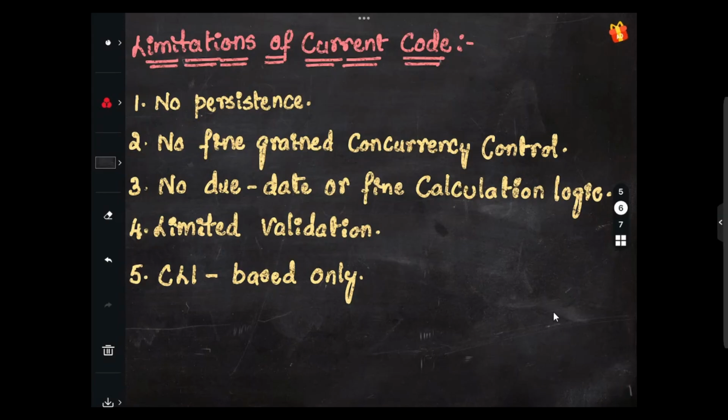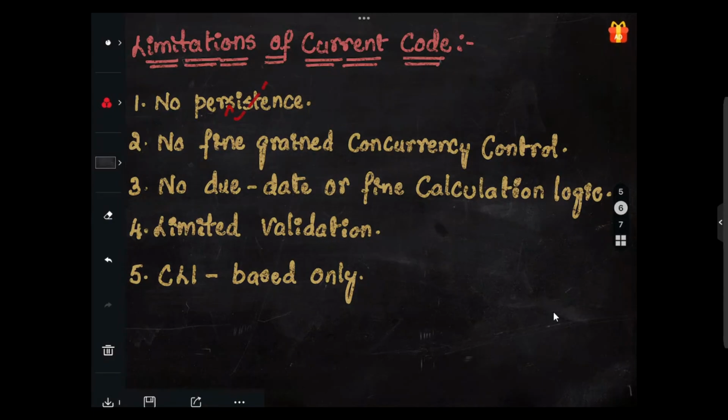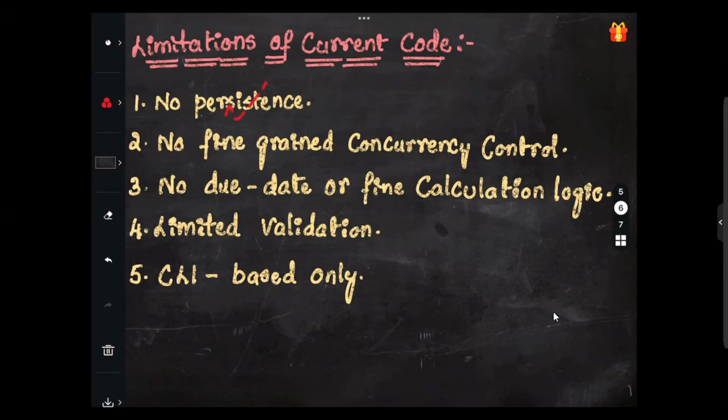The first limitation would be no persistence. When I say no persistence, data will be lost when the program ends, right? So this one we know. We are just going with a CLI demo actually. The second one is no fine grained concurrency control. We are going with a single thread, right? We are just making use of the single thread simulation just for the CLI demo.